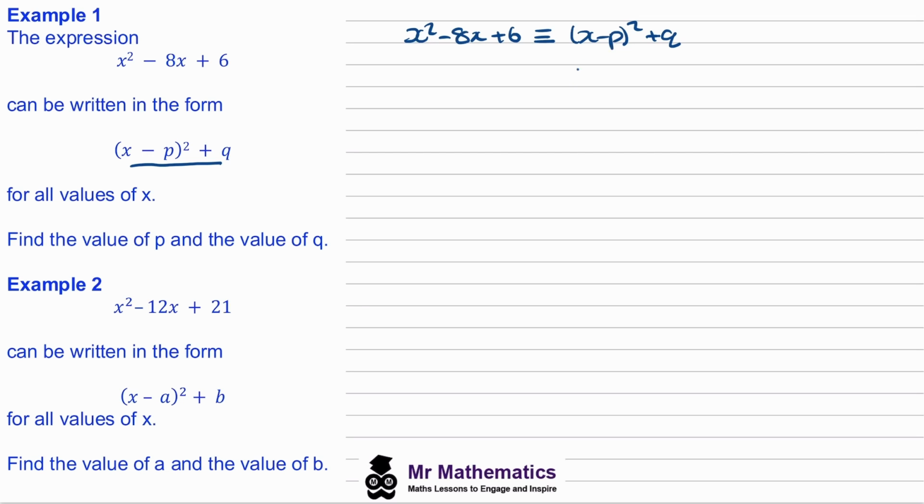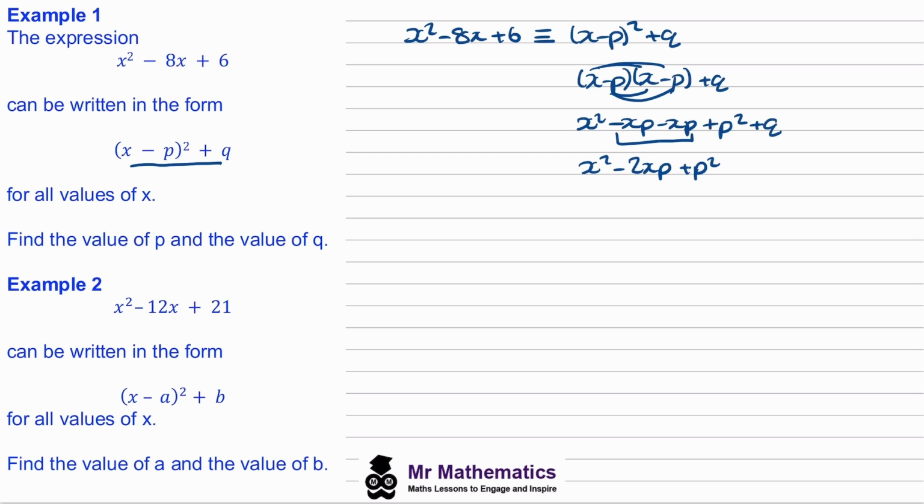So the way we can do this, if we expand out this bracket, (x minus p) squared, this will be that multiplied by itself. You can see we'll have x squared minus xp minus another xp plus p squared and plus q. We can simplify this. We've got x squared minus 2xp plus p squared plus q.